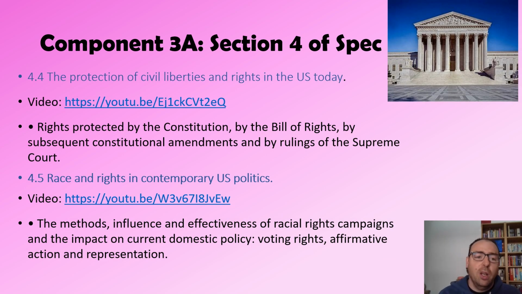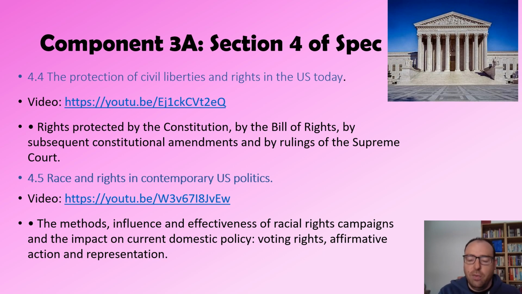Now, you then go on to 4.4 and 4.5. So this is the stuff on protection of civil liberties and rights in the US. And again, I've done a video on that. It's rights protected by the Constitution, again, Constitution, Bill of Rights, by the subsequent constitutional amendments, by the ruling of the Supreme Court. Race and rights in contemporary US politics, methods, influence and effectiveness of racial rights campaigns, the impact on current domestic policy, voting rights, affirmative action, representation.